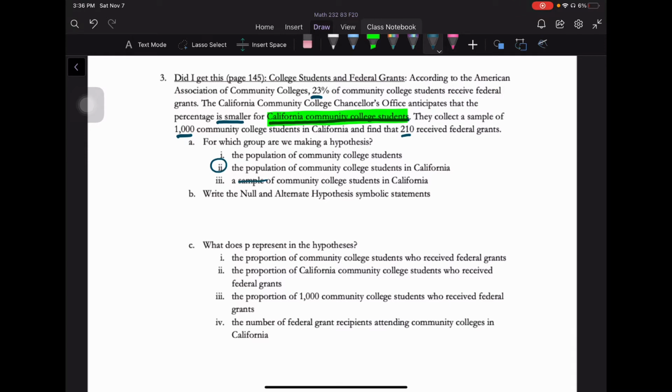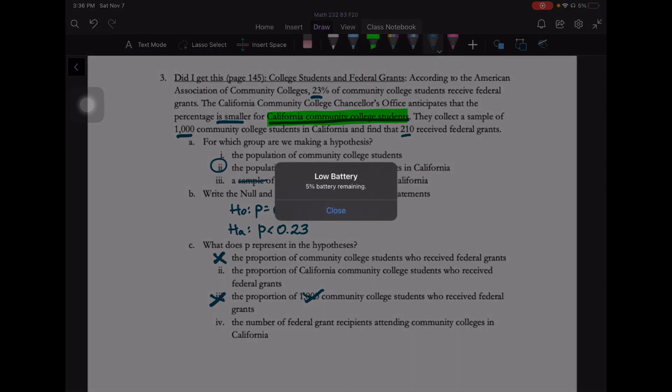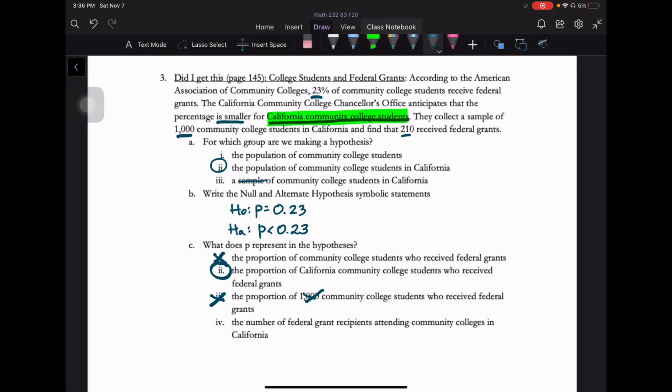The null and the alternative, since we're talking about proportions, we're going to say p is equal to, and p is less than, because we're asking about smaller and we're using 0.23. And the p is what? What is the population that we're talking about? It's the proportion of, not 1,000, that's sample. It's a proportion of California community college students who receive federal grants. This is the number of recipients, that's different. That's not the proportion.